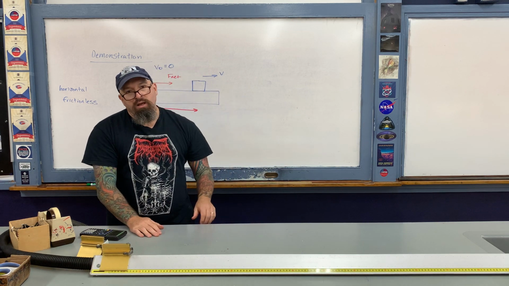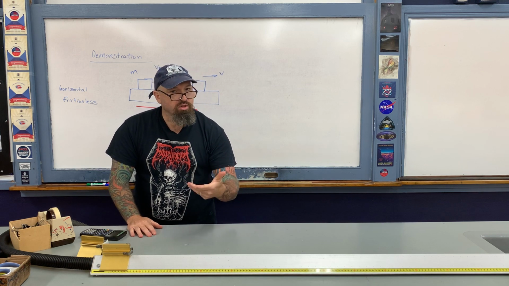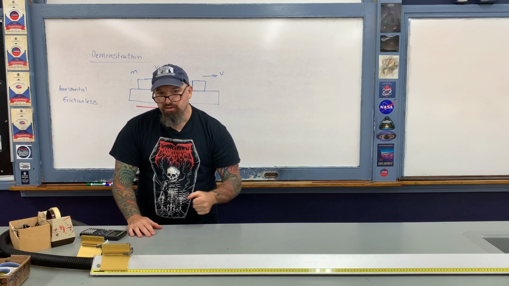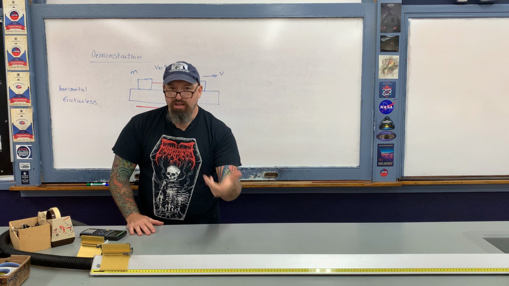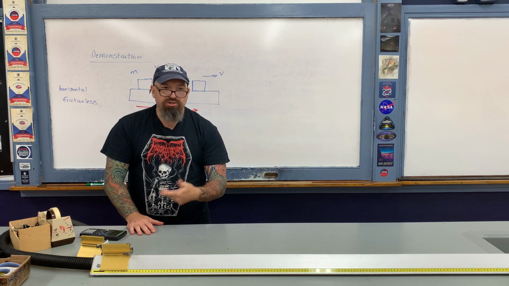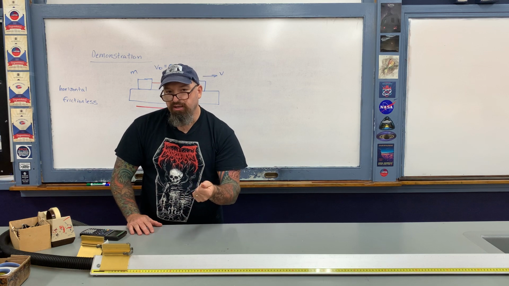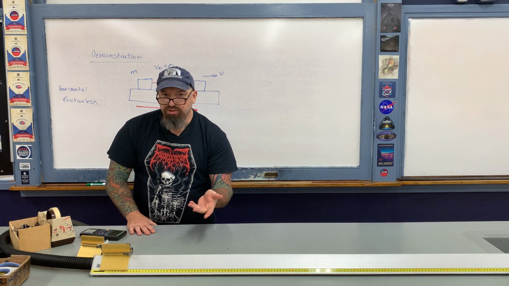Like so. Okay, so when I just did this demonstration, I did net work upon the object. If I do net work upon the object, force times distance, what allows me to do that work? Energy. So for example, let's just say, for the sake of argument, that I do 100 joules of net work upon the object. What that then means is that I used 100 joules of energy.